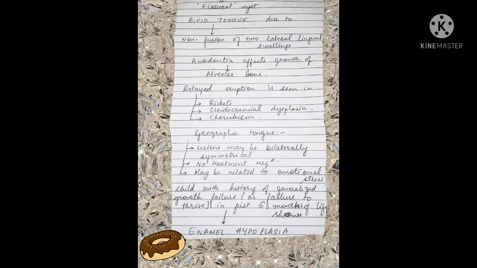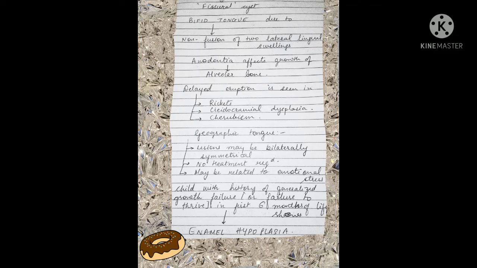So the next question is geographic tongue. In geographic tongue, lesions can be seen bilaterally, and they may be symmetrical. Mostly no treatment is required for geographic tongue, and it is mostly related to emotional stress.